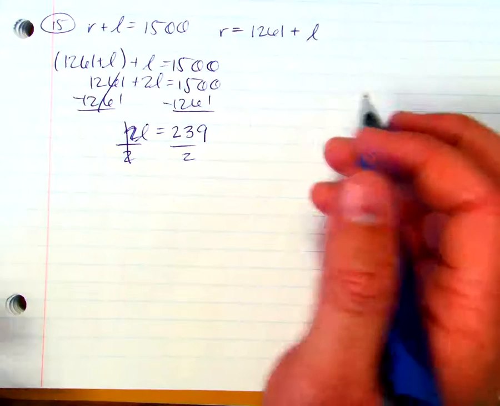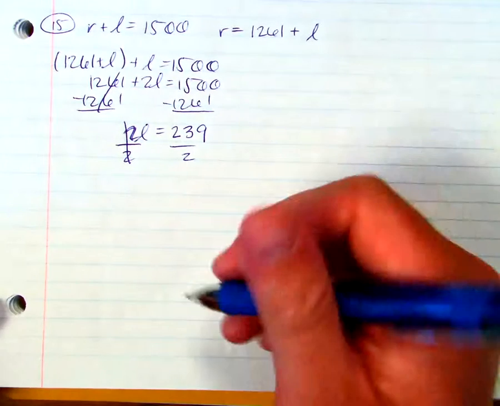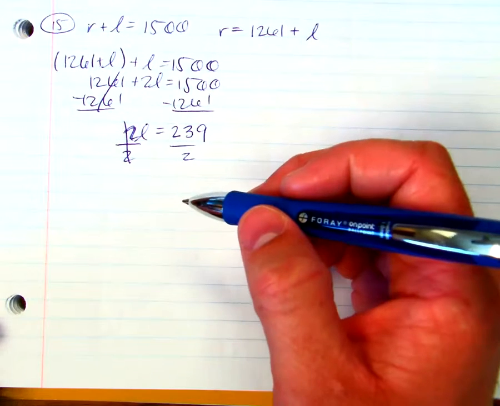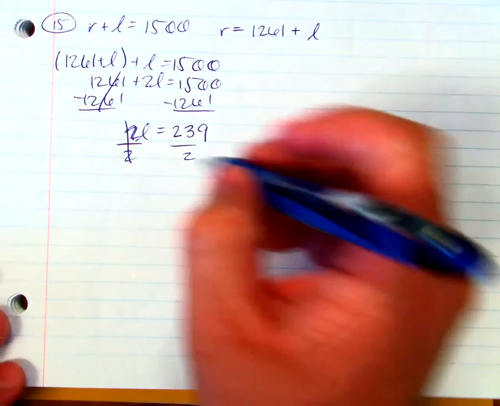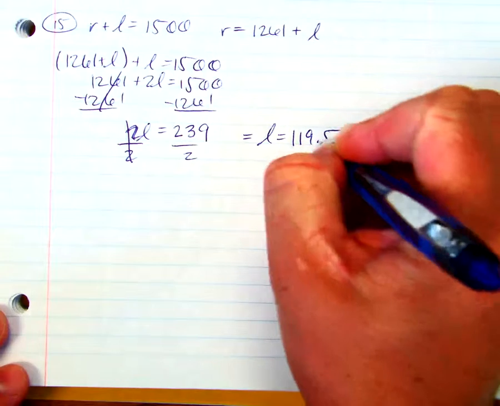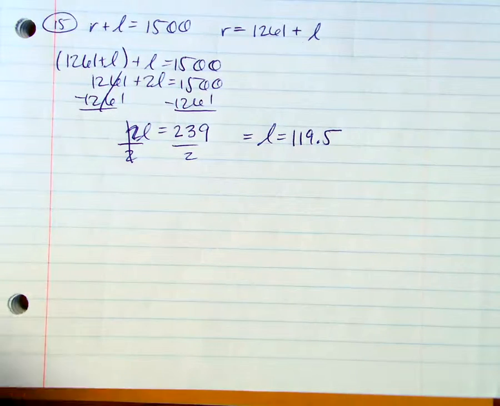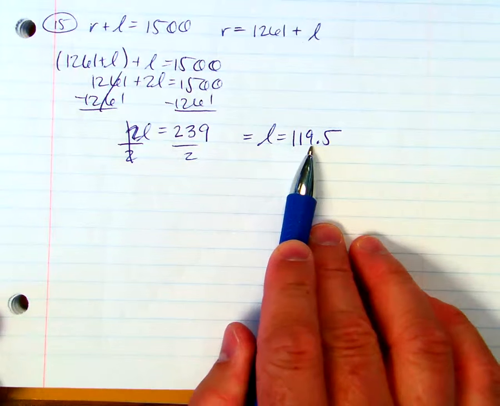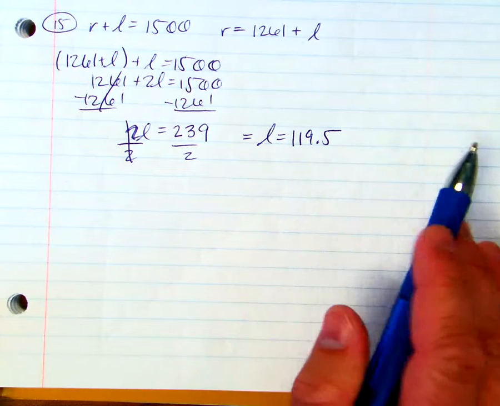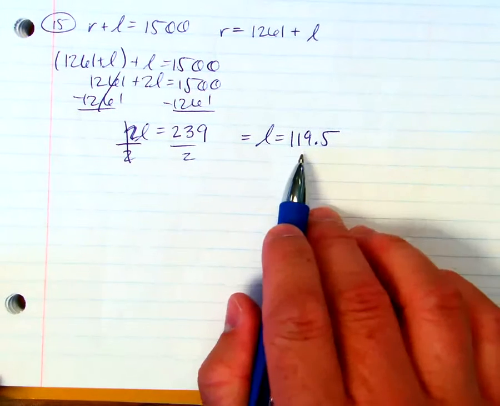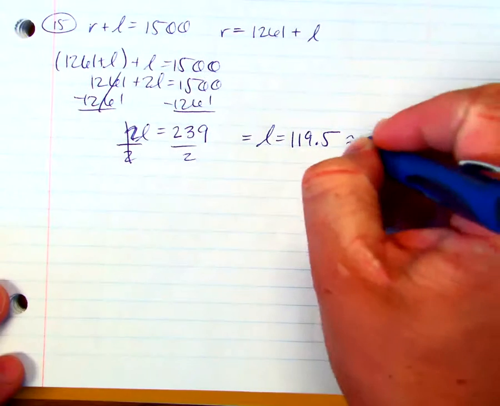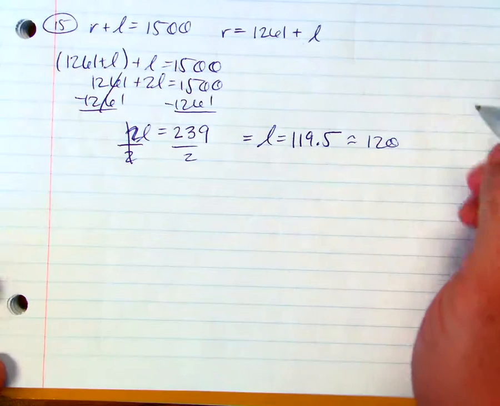Well, that's a problem here, because the question asks us how many right-handed students and how many left-handed students there are. We don't have half students. It's a little awkward. So if I divide this out, I do get a decimal, 119.5. So that doesn't mean that I have 119 left-handed students and then half of a left-handed student. That's a whole different investigation. Instead, I have to say, well, this is really just an estimate. It's an approximation. So you can say this is approximately 120.